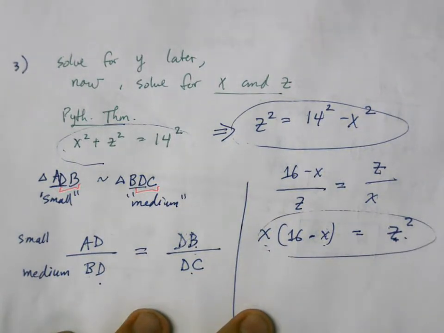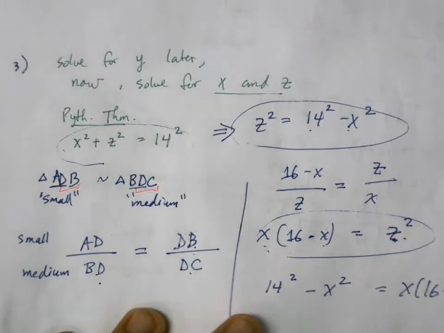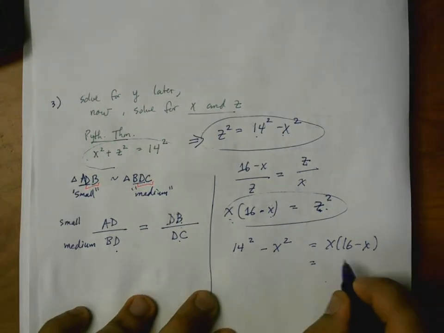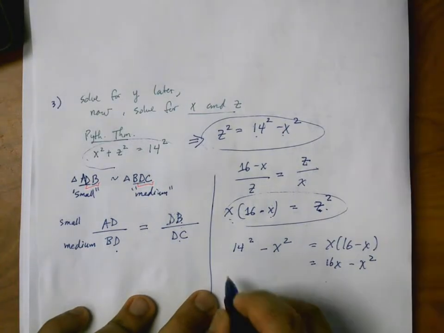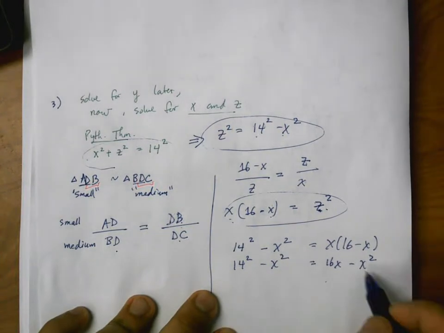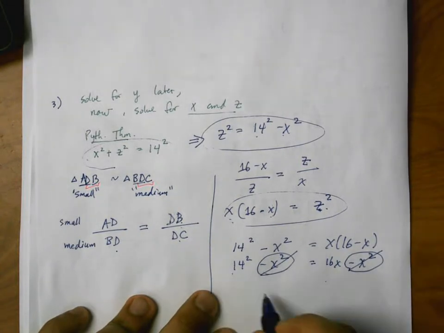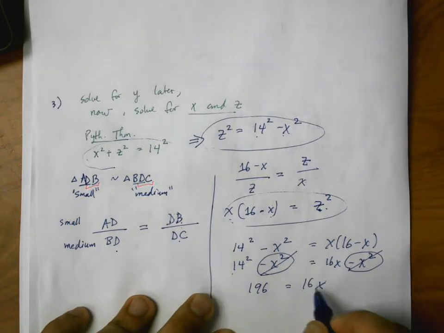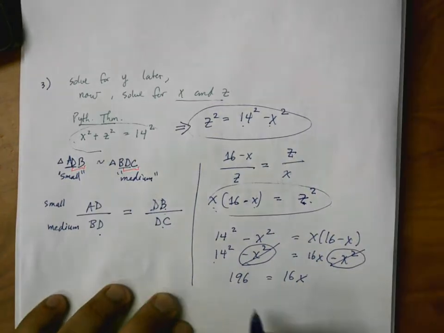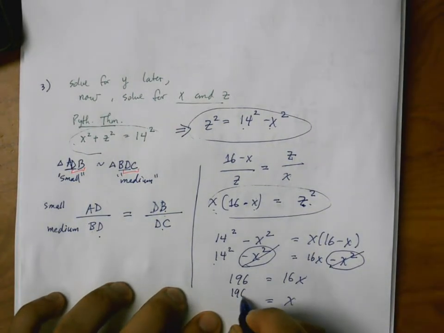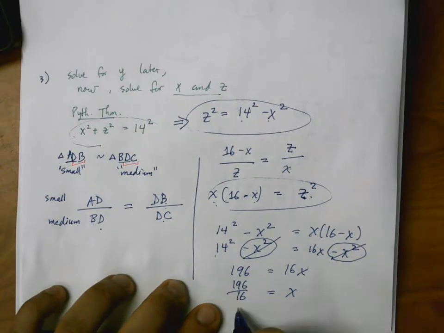Okay. And I'm going to use substitution in this case. Both of these are equal to z squared, so we can set them equal to each other. 14 squared minus x squared is equal to x times 16 minus x. Okay. On the right-hand side, we're going to distribute: 16x minus x squared. 14 squared minus x squared, and the negative x squared, which is very convenient for us, cancel, and that leaves us with 14 squared is 196, and over here this is 16x. So that means x is equal to 196 over 16, or that works out to a perfect decimal of 12.25.